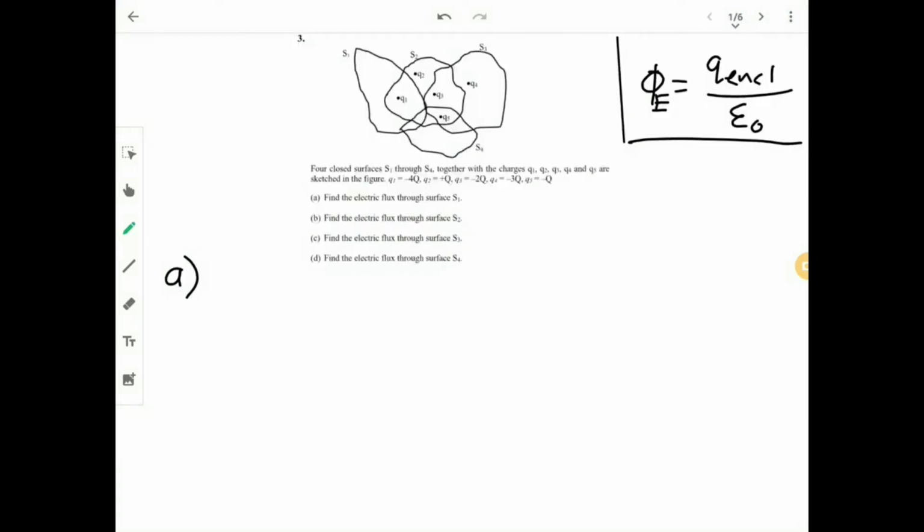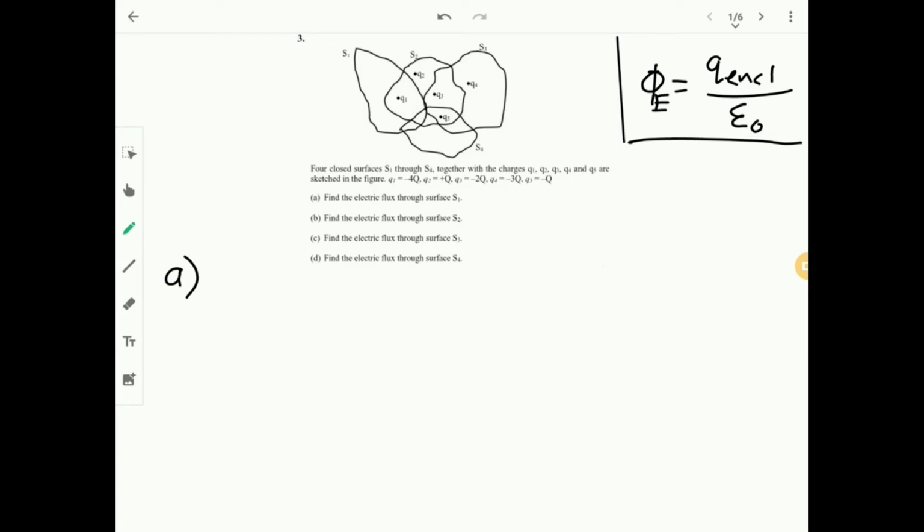Let's move on to number 3. We have 4 enclosed surfaces S1 through S4 together with charges Q1 till Q5 sketched in the figure. We have the values for Q1 till Q5. Parts A to D are telling us to find the electric flux through each of the surfaces. I'll give you guys a few seconds. I have displayed the formula for the electric flux here as a hint, and we'll check in a few seconds.